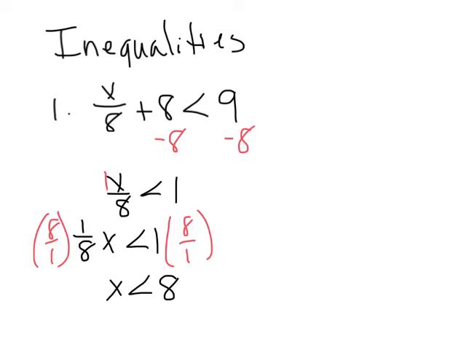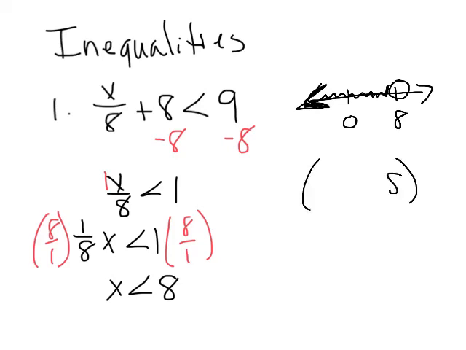We can graph this solution on a number line. I have 0 as a reference point, and I have the other value that's involved. It's an open circle, and it's going to be shaded to the left. In interval notation, I'm going to end at 8, not including 8, and extend to negative infinity. So that's how you solve an inequality and represent the solution in graphing and in interval notation.